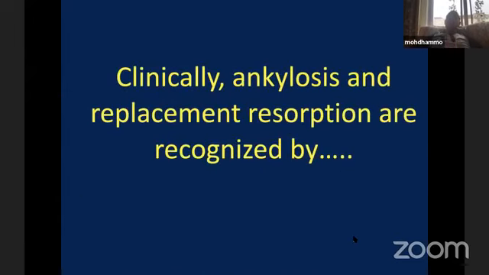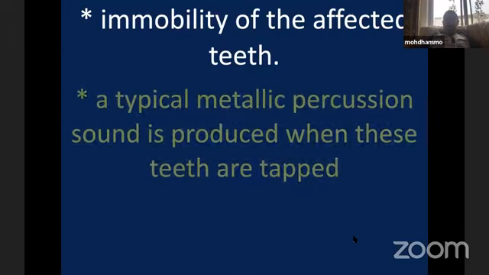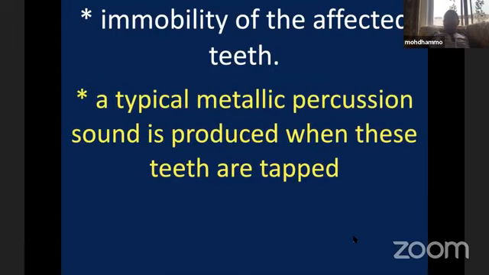How do we know we have ankylosis? The ankylosis and replacement resorption are recognized by, first, when we check the tooth, we will notice the immobility of the tooth. So the tooth is like a rock. There is no periodontal ligament, so the tooth is immobile. When we do the percussion test, we will hear an atypical metallic percussion sound, which means there is no periodontal ligament there, and the tooth is bound with the bone directly.